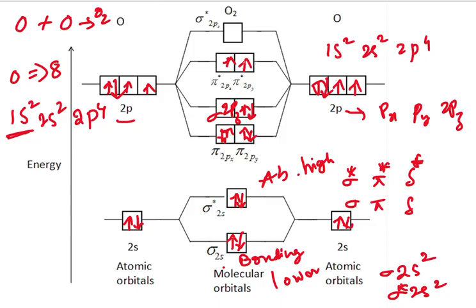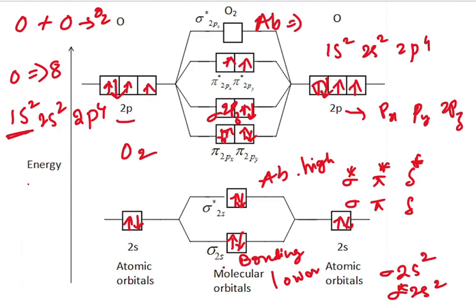In the anti-bonding orbitals, pi star 2px and pi star 2py have 1 electron each, so unpaired electrons. Since the anti-bonding orbitals have unpaired electrons, the oxygen molecule behaves as paramagnetic in nature. So the O2 molecule is paramagnetic because of the unpaired electrons in the anti-bonding orbitals.